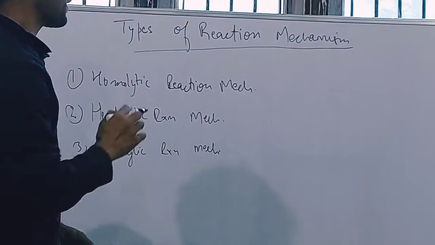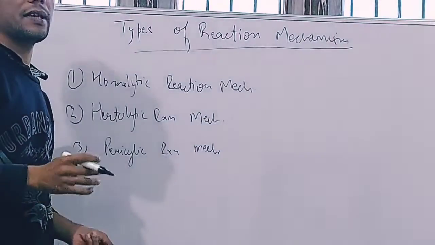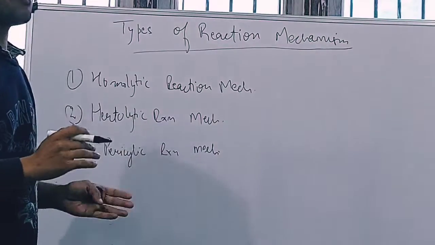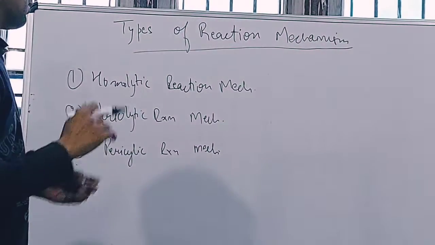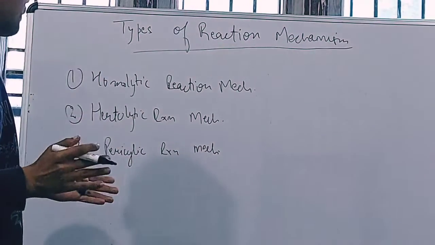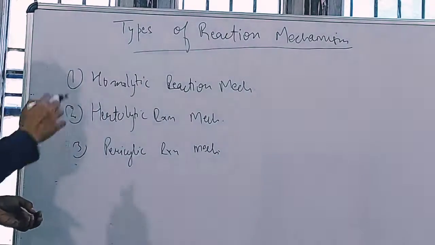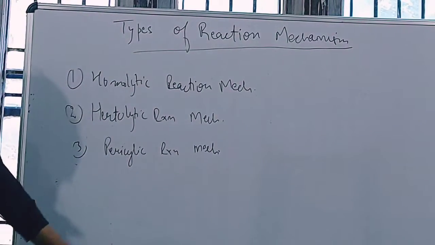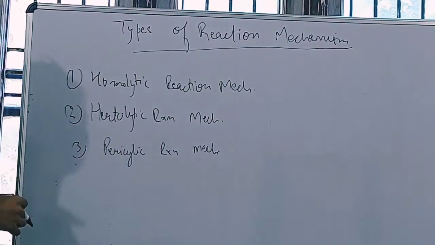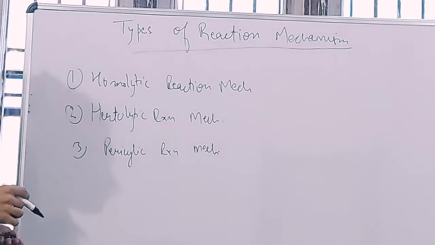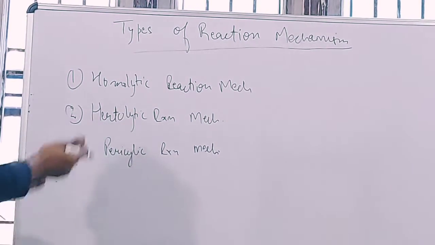Types of reaction mechanism. You know that when a chemical reaction occurs, more than one bond is broken, and on the basis of how the bond is breaking, we can categorize the reaction mechanism into three types. First one is homolytic reaction mechanism, second one is heterolytic reaction mechanism, and third one is pericyclic reaction mechanism. So now I will explain what these types are.